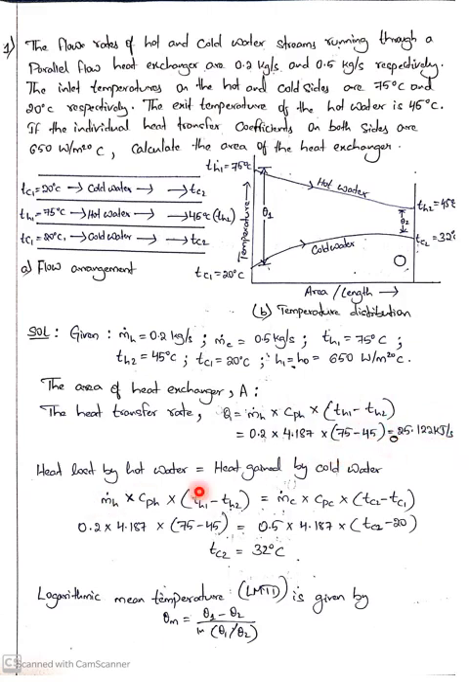We know heat lost by the hot water will be heat gained by the cold water. The cold fluid remains the same. The same heat formula will be used to find the value of Tc2, because Tc2 is unknown. Just find the value of Tc2, which comes to 32 degrees.